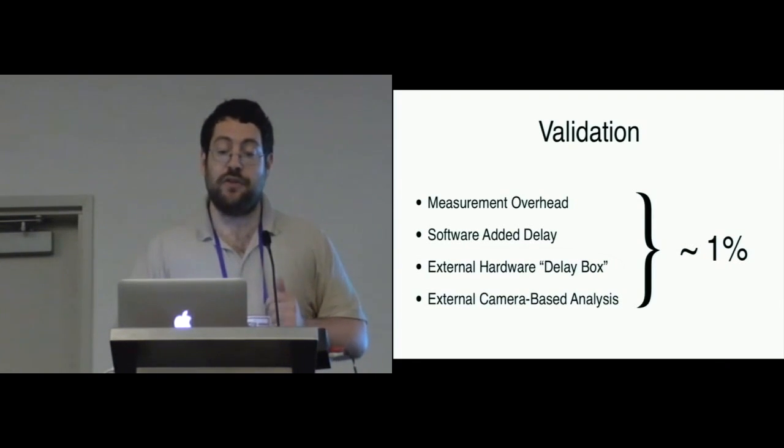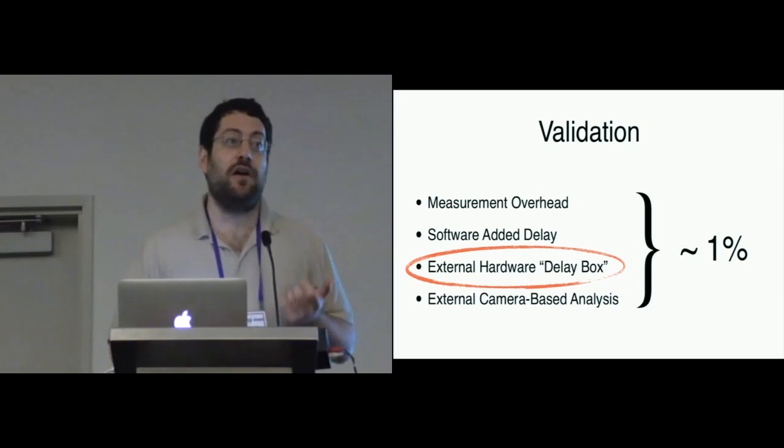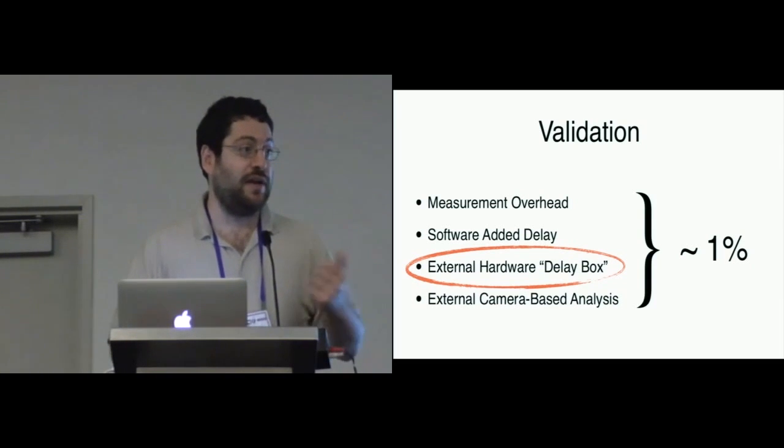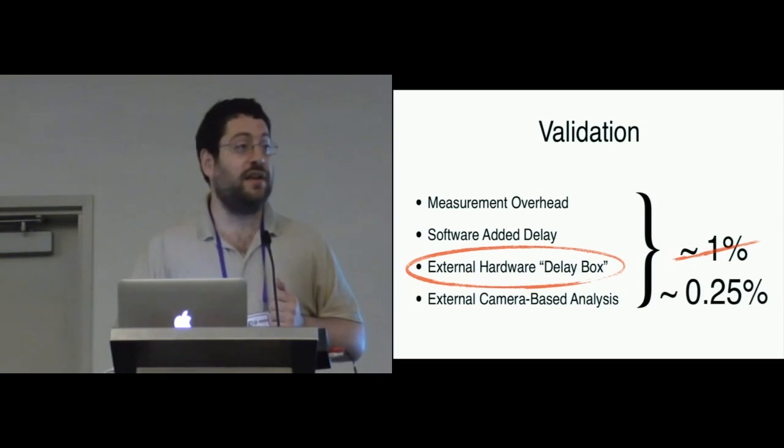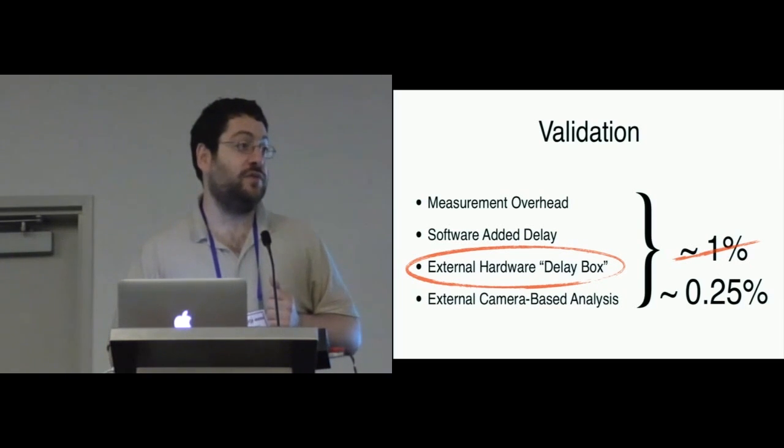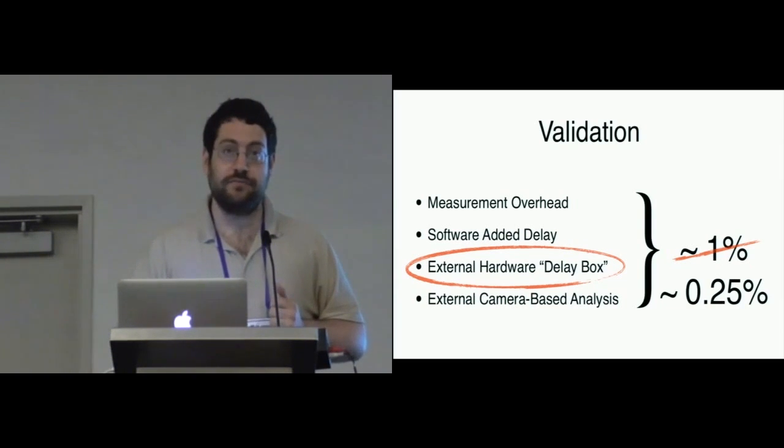But even better than that, looking at the results from the external delay box, which we think is the most accurate way of examining the hammer, our error tended to be about 0.25%. So we were quite happy with what we were seeing.